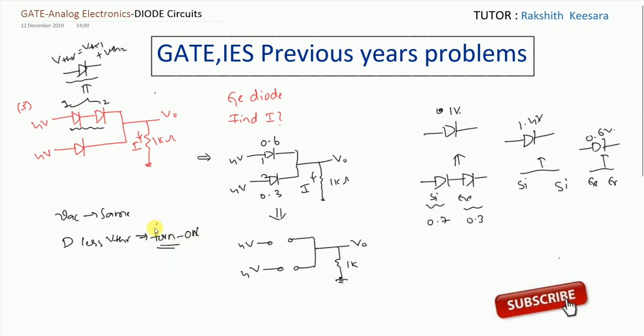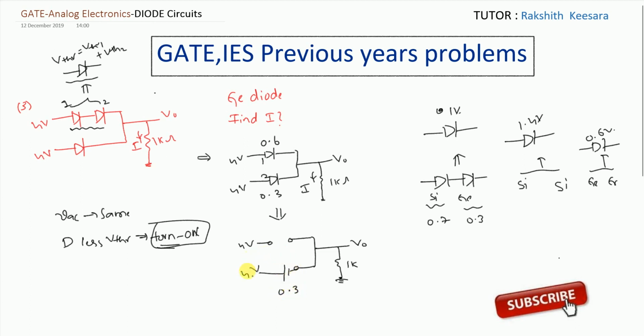Do you remember this, friends? The diode which is having less threshold voltage will turn on first. So in these two diodes, the one having less threshold voltage is diode number 2. So I am turning on this diode like this. Since it is a germanium diode, you will get a voltage drop of 0.3 across this.